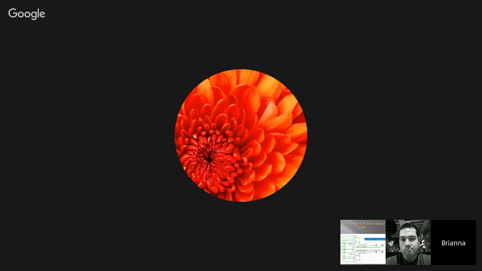Now we can test the circuit. Here we see that the inputs R and S do in fact cause the left back signal output to be high. And we see the same output with the ROM.